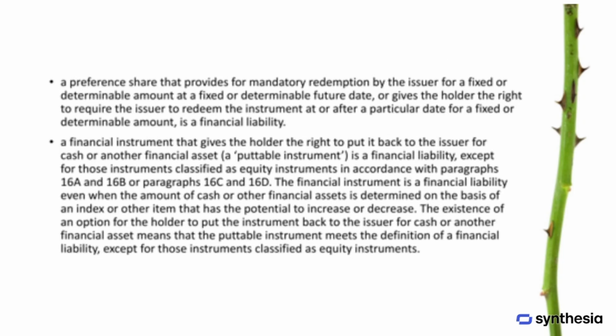A preference share that requires the issuer to redeem it for a fixed or determinable amount at a specified future date, or allows the holder to demand redemption for a fixed or determinable amount, is classified as a financial liability. Similarly, a financial instrument that gives the holder the right to return it to the issuer for cash or another financial asset, known as a puttable instrument, is generally considered a financial liability. This is true even if the redemption amount is determined based on an index or another variable item. The only exception is when such instruments meet the specific criteria to be classified as equity instruments, as outlined in the relevant provisions.